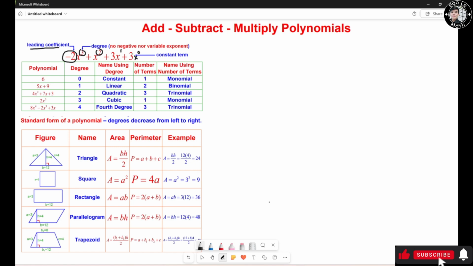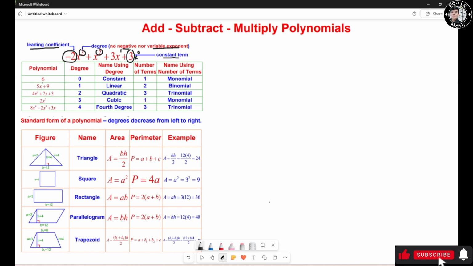Alright. The last term right here, there is no s. This is called the constant term. The degree right here is not negative nor a variable exponent. So keep that in mind.